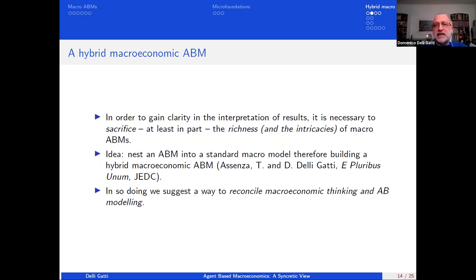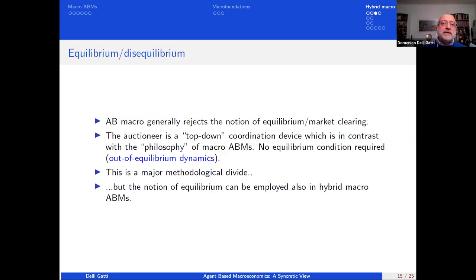In so doing, we are, in a sense, trying to reconcile macroeconomic thinking and agent-based modeling. I will show you two instances of this reconciliation momentarily. First of all, the issue of equilibrium and disequilibrium. As you have seen at the very beginning of this talk in the quotation from Simon, disequilibrium is a phenomenon that you want to capture with agent-based models. This is a major methodological divide with canonical macroeconomics, where equilibrium is always at the center of the stage, and you simply explore the departures from equilibrium that are going to disappear in the long run.